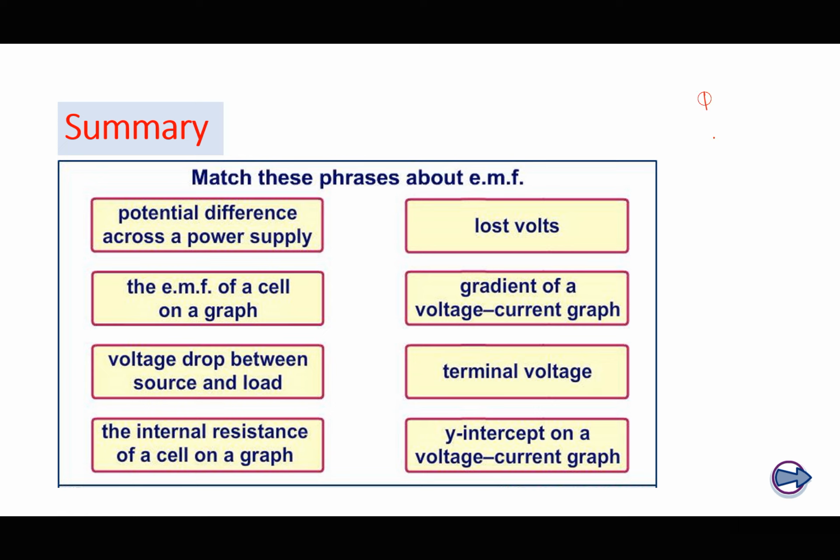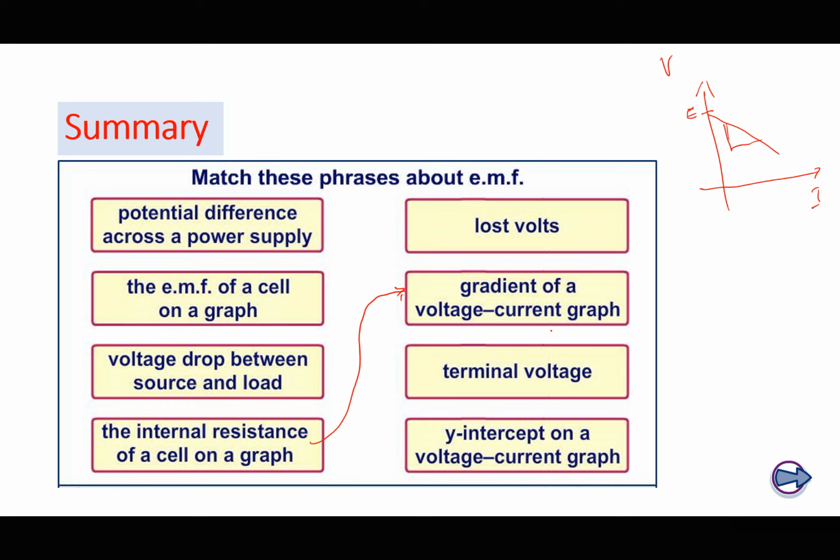Maybe I can just sketch for you a graph here. A graph of V terminal PD against current was a graph which was like this. And this was the EMF. The gradient was the internal resistance of a cell. So this one goes to the internal resistance of a cell on a graph is the gradient of the voltage-current graph.